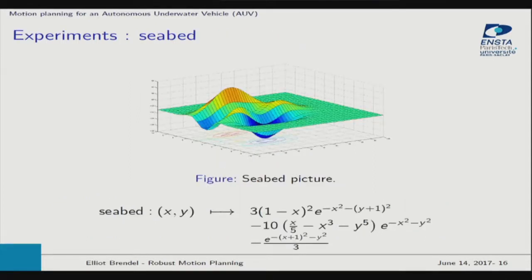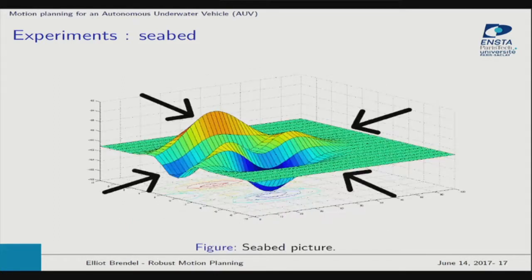So for our experiments, we consider the following seabed. We turned it 4 times of 90 degrees. So there are hills, there are pits, and we want the AUV to follow the depth variations, starting from different sides.